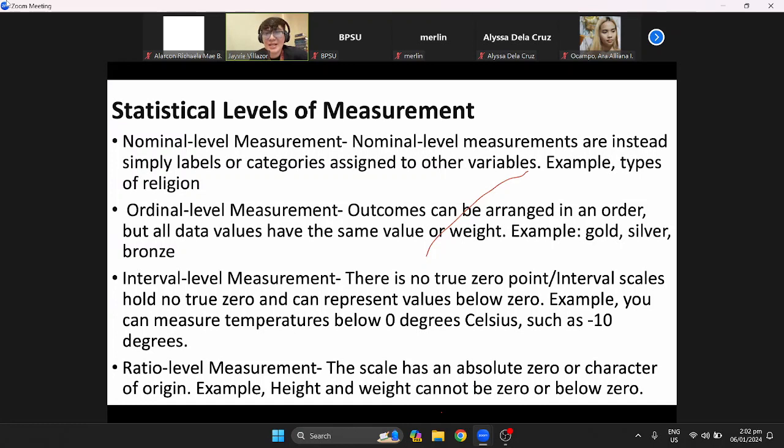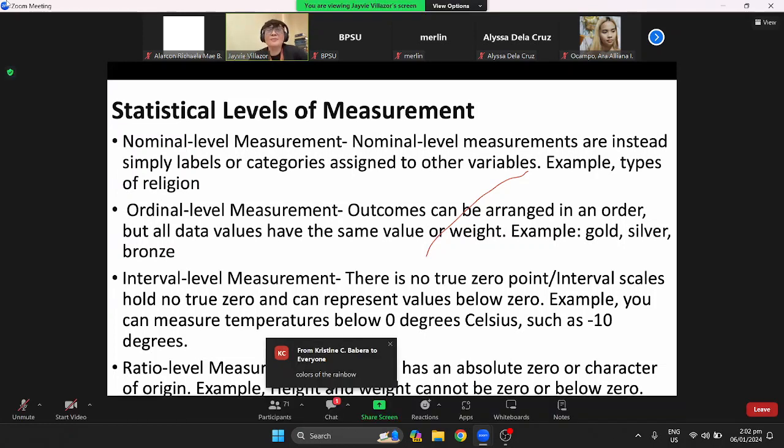Again, pag sinabi nating ordinal, it is simply defined as the order or the data values have the same value or weight but in a hierarchy. Okay? And ano pa ba? O kagaya nun, summa cum laude, magna cum laude. Ano yun? Ordinal level of measurement. Okay? Ano pa ba? Firstborn, secondborn, okay? Ano pa? Thirdborn, and then yung pinakabata.